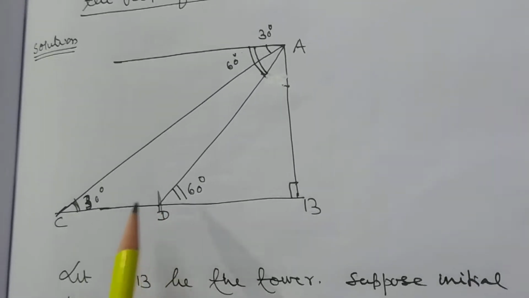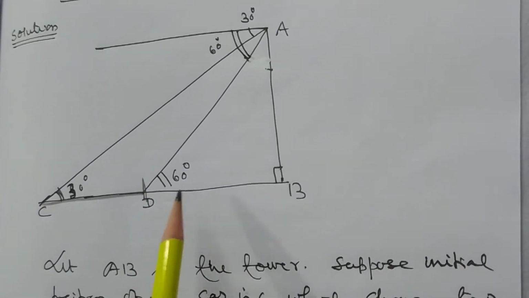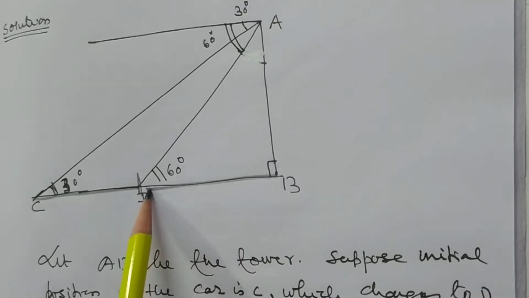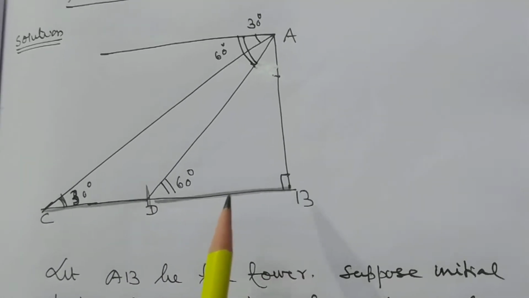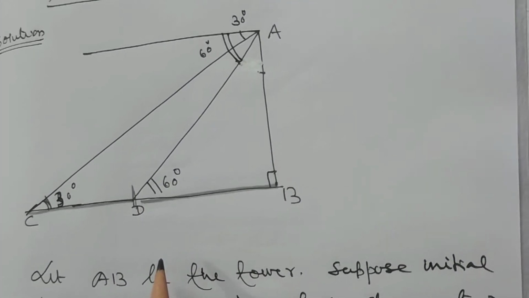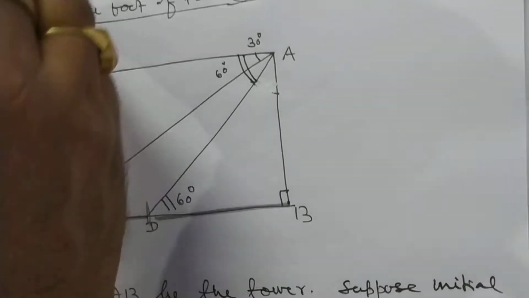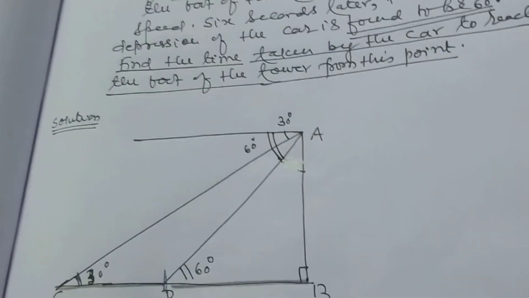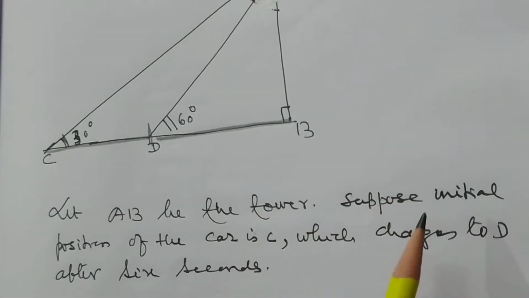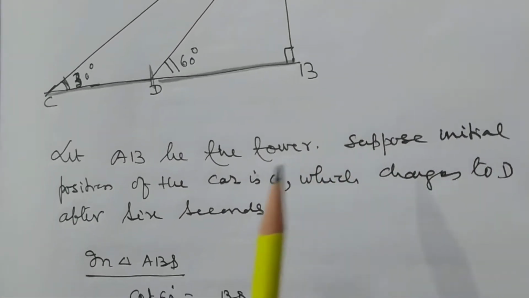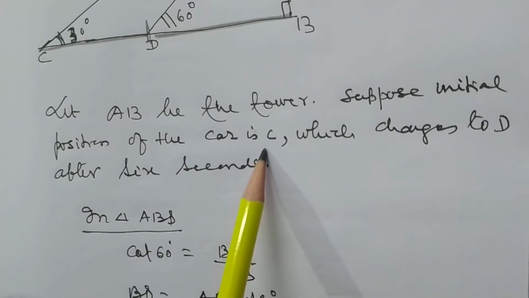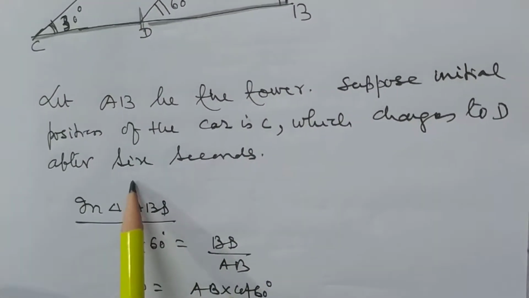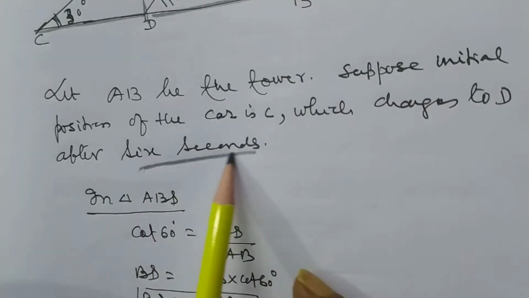मतलब 6 सेकेंड में कार C से D पर आता है, तो D से B तक जाने में उसको कितना समय लगेगा, ये बात हमको निकालना है. दिस इज वेरी वेरी इंपॉर्टेंट प्रॉब्लम बिकॉज दिस इज डिफरेंट. Let AB be the tower. Suppose initial position of the car is C, which changes to D after 6 seconds. This is very very important.